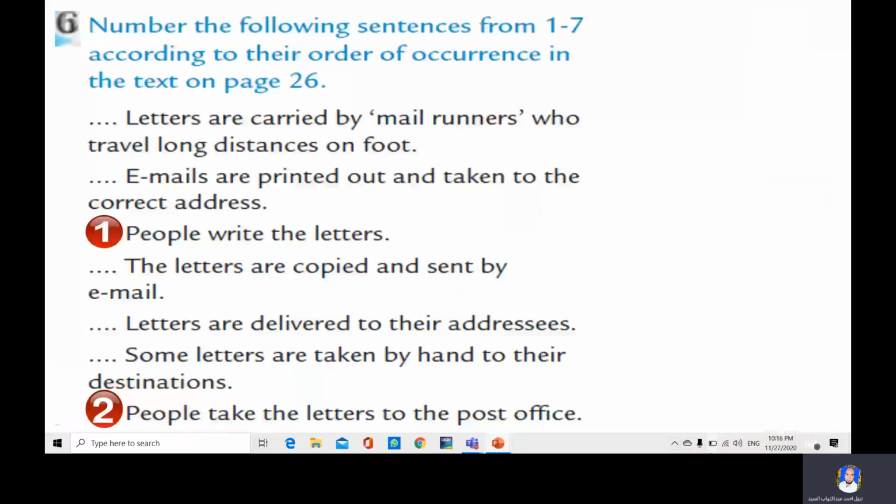The letters are copied and sent by email. Emails are printed out and taken to the correct address. Some letters are taken by hand to their destinations. Letters are carried by mail runners who travel long distances on foot. Letters are delivered to their addresses.